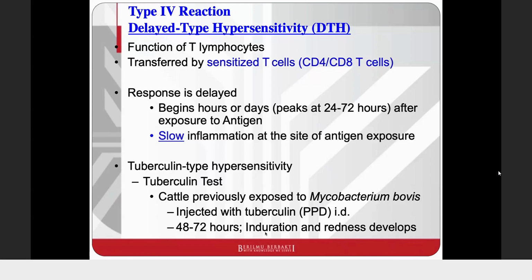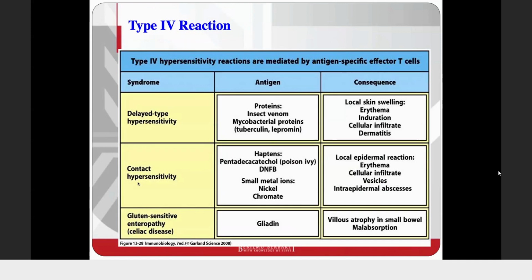I know that some of you probably are allergic to silver, right? Silver earrings or silver jewelry. This will cause local epidermal reactions, such as erythema and vesicles on your skin, because of contact hypersensitivity. So these are all mediated by T cells.